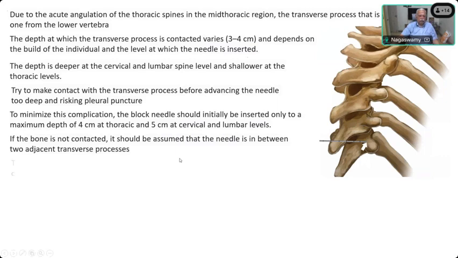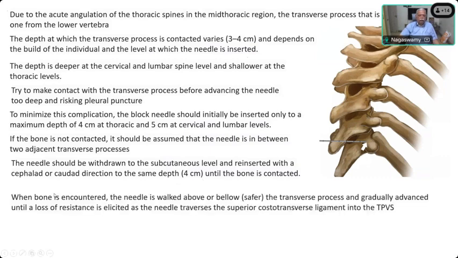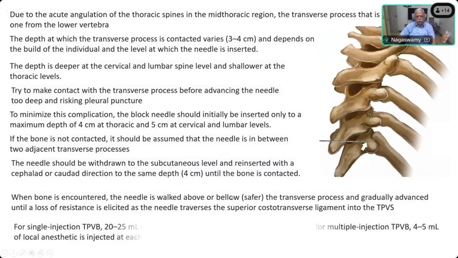So redirect the needle. You can withdraw the needle up to the subcutaneous level and then reinsert either in the cephalad direction or caudad direction and maintain the same 4 centimeter insertion depth until the bone is contacted. Don't insert it beyond that. When the bone is encountered, the needle can be walked above or below. Always going below will be safer, and the needle is gradually advanced past the transverse process until the loss of resistance is elicited by piercing the costotransverse ligament.